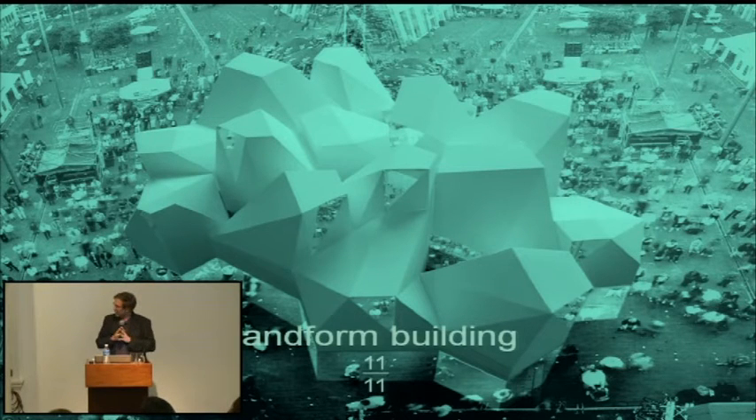It's a real pleasure to welcome Stan Allen back here at the AA, a frequent visitor over many years and a friend for many years also, who is here. And tonight's occasion is a lecture presented alongside the launch of a new book titled Landform Building, which Stan, of course, is going to be talking about this evening.